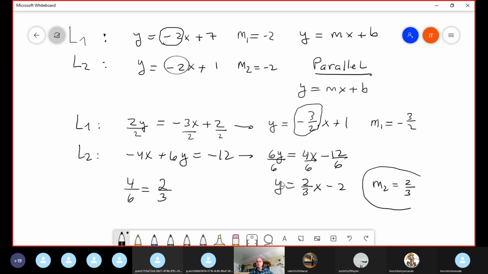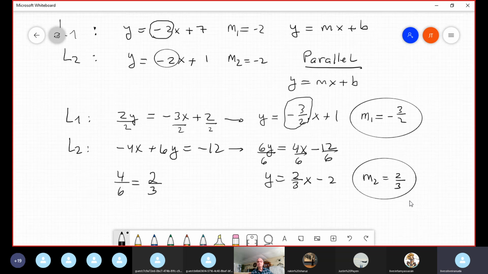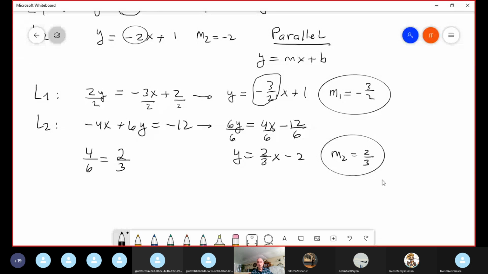And we compare this slope and this slope. What do you think? Parallel, perpendicular, or neither? Perpendicular. Absolutely, you're right. Because remember, for perpendicular, you flip the number. This one is 3 over 2, this one is 2 over 3. And opposite sign, si es negative here, es positive. This is clearly a perpendicular case.